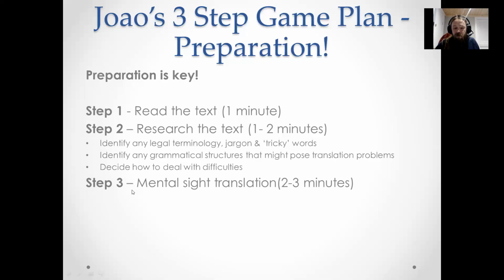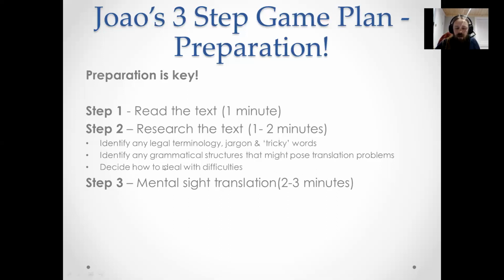And step three, finally, with whatever time you have left, you do a mental sight translation to yourself. That would mean you actually sitting there mentally sight translating the text into Portuguese or into English, depending on your language. Now, the odds are that you will run out of time if you follow this game plan. You will probably run out of time at some point in this stage, so you won't have time to do a full mental sight translation. It's just a way to use up the remainder of your time. Doing this is important, though.